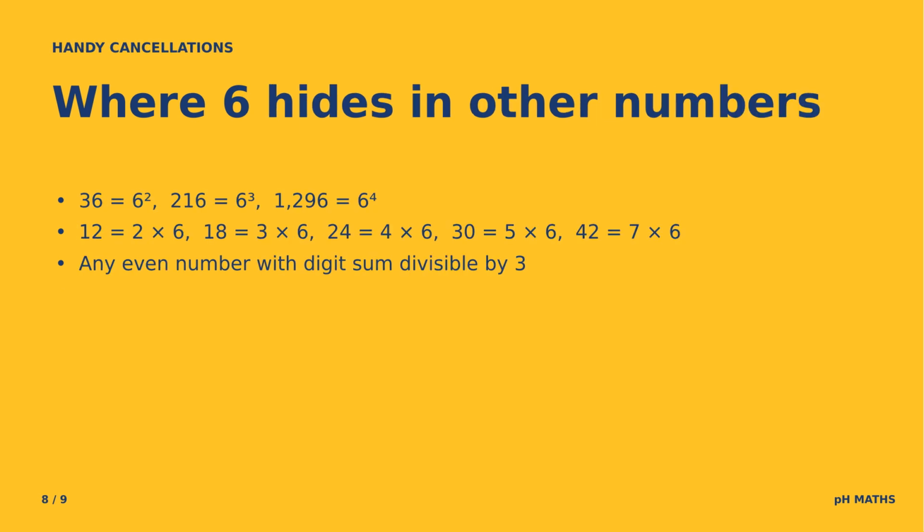Where 6 hides, 36 is 6 squared. Also 4 times 9. Also 2 squared times 3 squared. So lots of cancellation routes. 2 to the 3 times 3 to the 3 is 6 cubed. 216 is 6 cubed. 12, 18, 24, 30, 42, these are all multiples of 6. And any even number whose digit sum divides by 3 is a multiple of 6. Worth running both checks anytime you see a large factor problem.